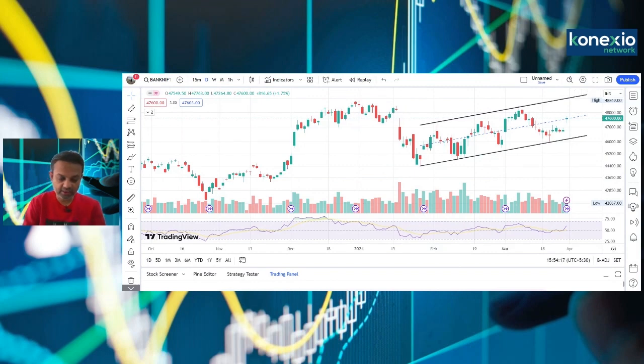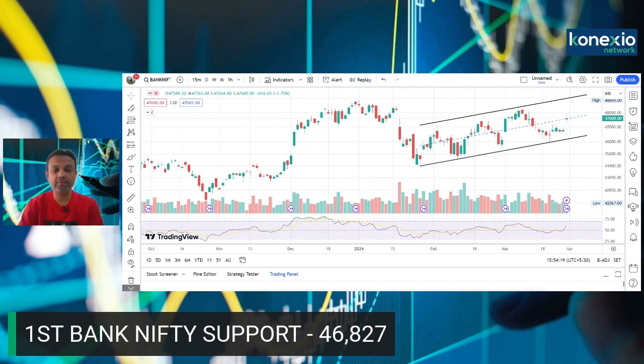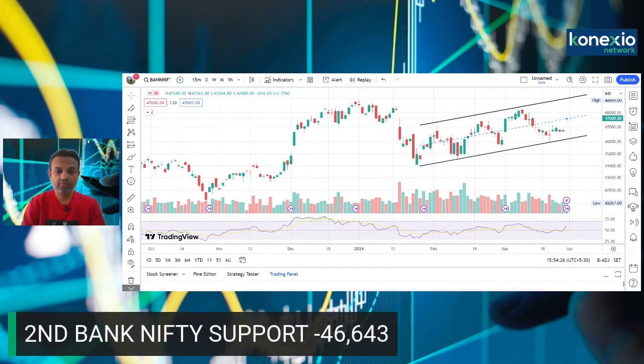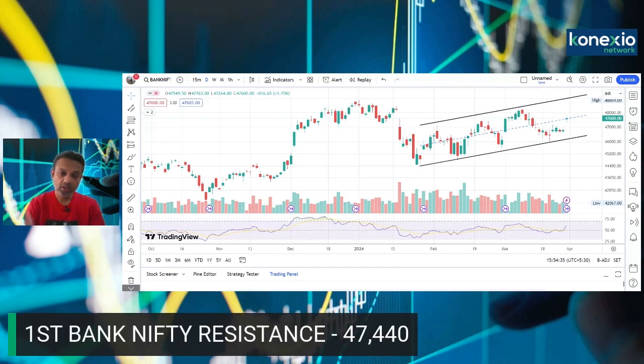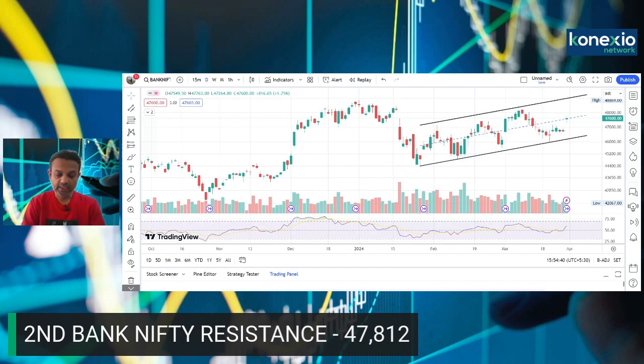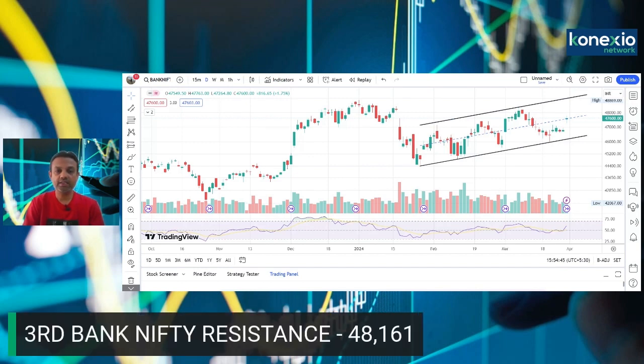So friends, now let us discuss the important support and resistance levels in Bank Nifty for the next week. The first support in Bank Nifty is placed around 46,827. Below that, the second support is placed around 46,643. And below that, the third support is around 46,310. On the upside, the first resistance is placed around 47,440. The second resistance is around 47,812, and the third resistance is around 48,161.